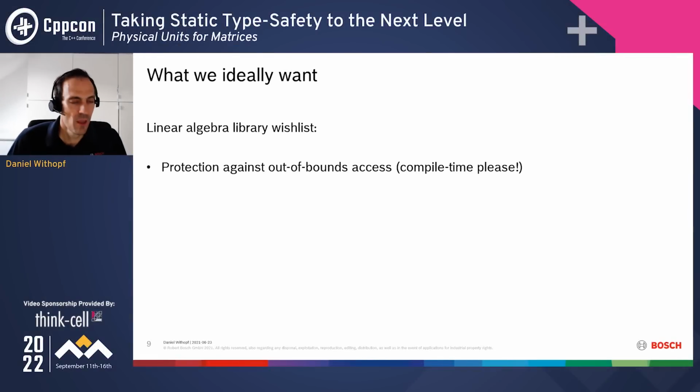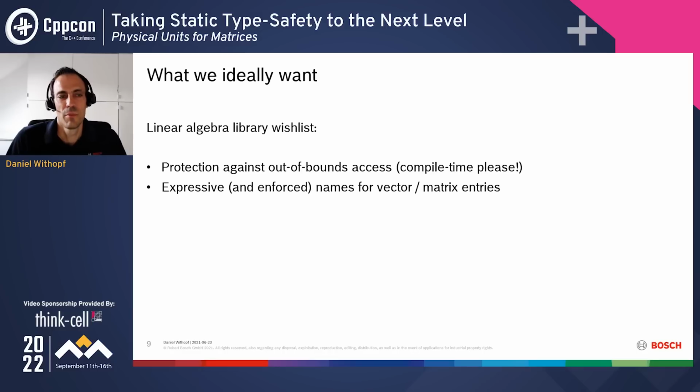So from that, I came up with my linear algebra library wish list. A wish list of what I would like to have in an ideal linear algebra library for my application. First of all, I would like to have a protection against out-of-bounds accesses at compile time, which means that it's guaranteed that you can no longer access an element of a vector out of bounds and run into undefined behavior. This would be really nice.